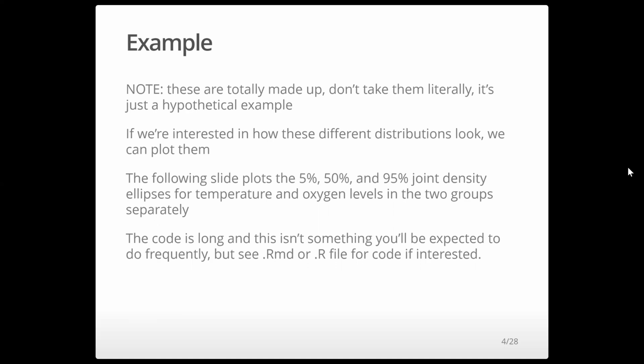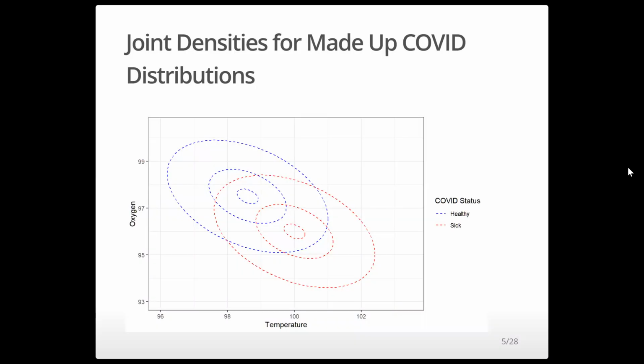If we're interested in how these different distributions look, we can plot the densities. So I'm going to do a 2D density plot here. This shows the 5%, 50%, and 95% joint density ellipses for temperature and oxygen levels for the two groups. I didn't include the code. Don't worry too much about it. Feel free to look at the RMD files to see how I did it. So there are your densities for the healthy and sick distributions.